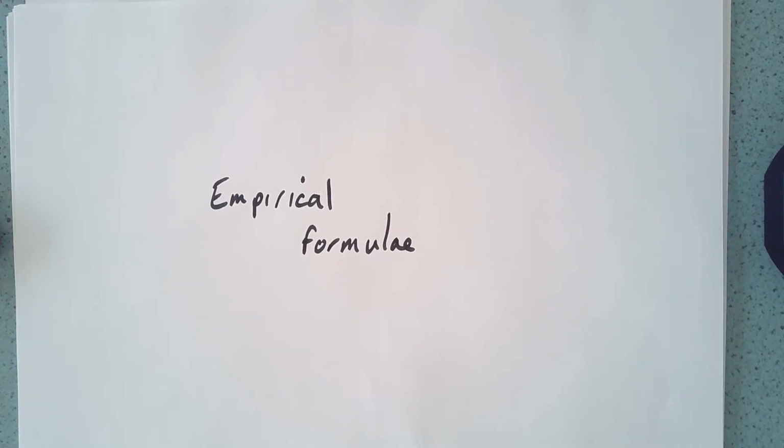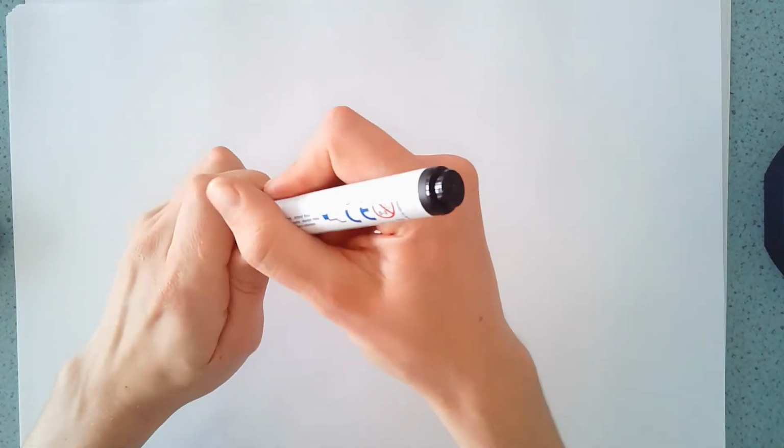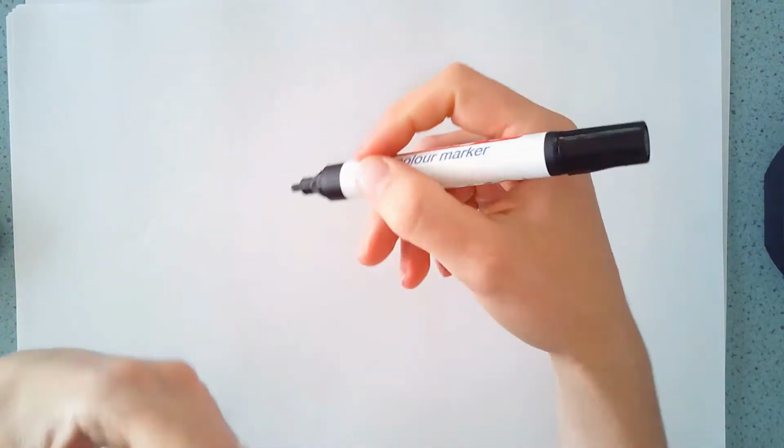One of the ways we can find more out about a chemical, for example its formula, is by using analytical techniques to calculate an empirical formula.